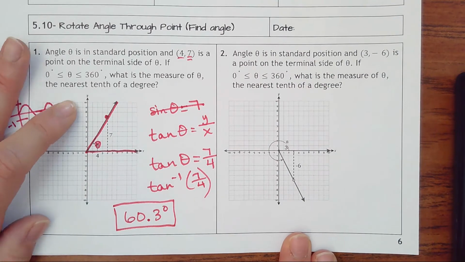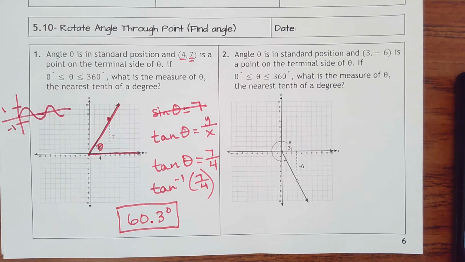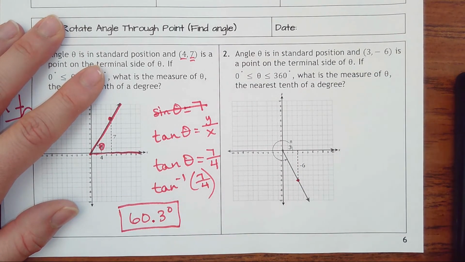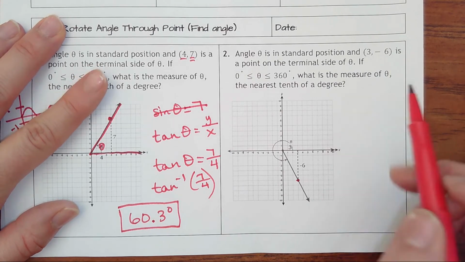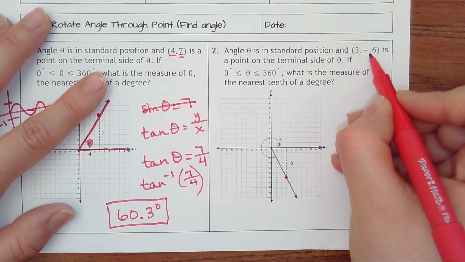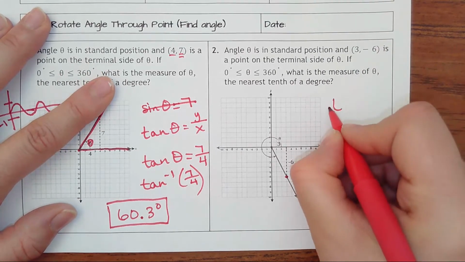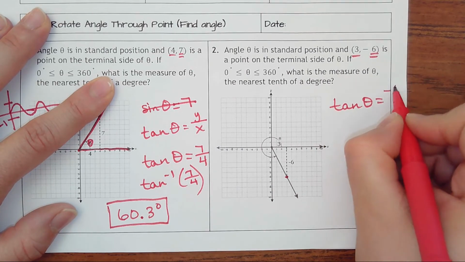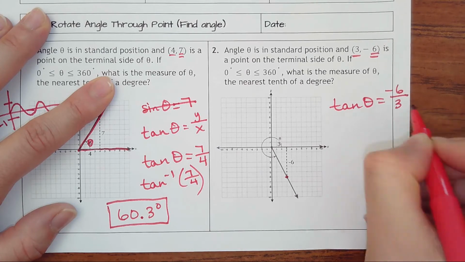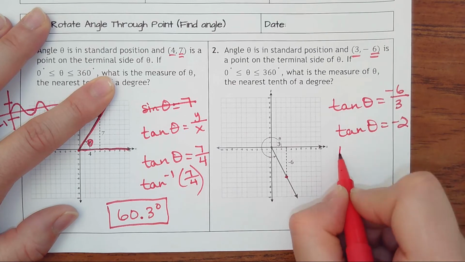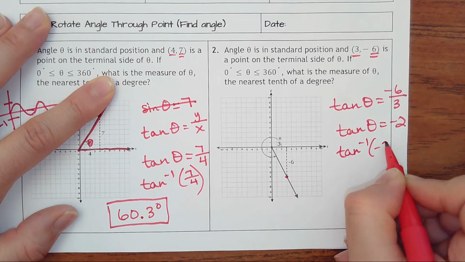Okay, number 2 does not take place in quadrant 1. That's the only difference. We have our angle theta, standard position. The point 3, -6 is on the terminal side, so you go right 3 down 6. What is theta to the nearest tenth of a degree? So again, we can't use 3 or -6. Those numbers are too big to do on our calculator. So we'll have to make a tangent ratio of y over x. It'd be -6 over 3, which I'll simplify. That divides to make -2. We're going to inverse tangent, -2.